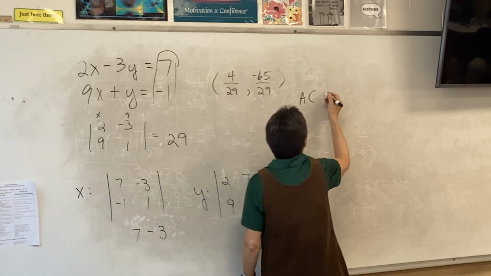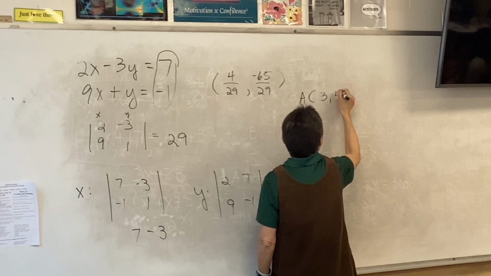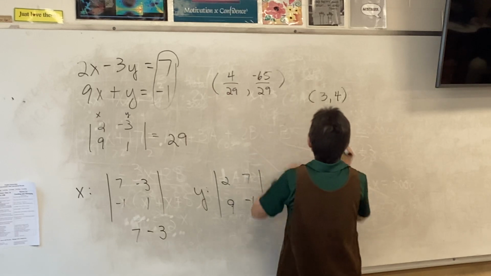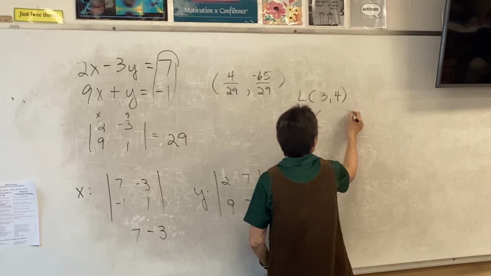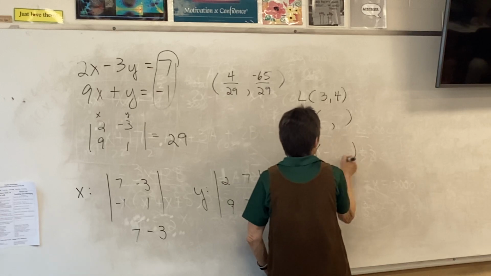Okay. 3, 4. Actually, Lucy, what's your middle name? Jacqueline. All right. Oh, am I still making the points? Yeah. Okay.